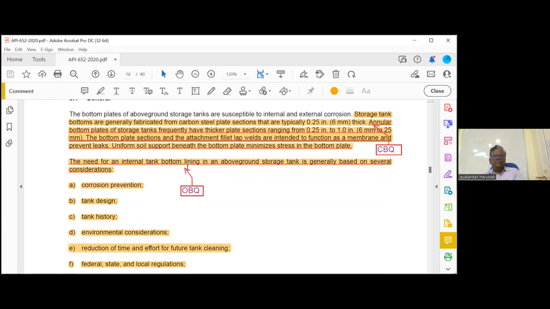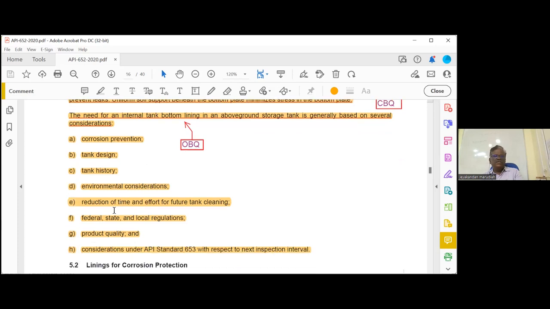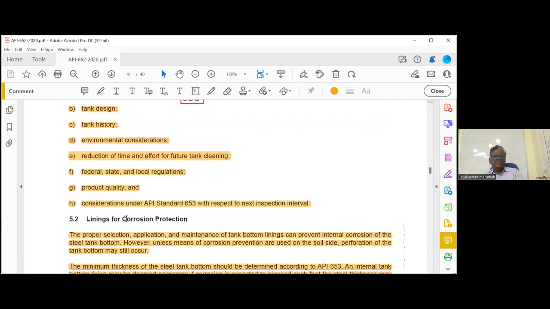Then the need for tank bottom lining in an aboveground storage tank is generally based on several considerations. This is open book: corrosion prevention, tank design, tank history, environmental, release prevention, federal and state rules, all these things.